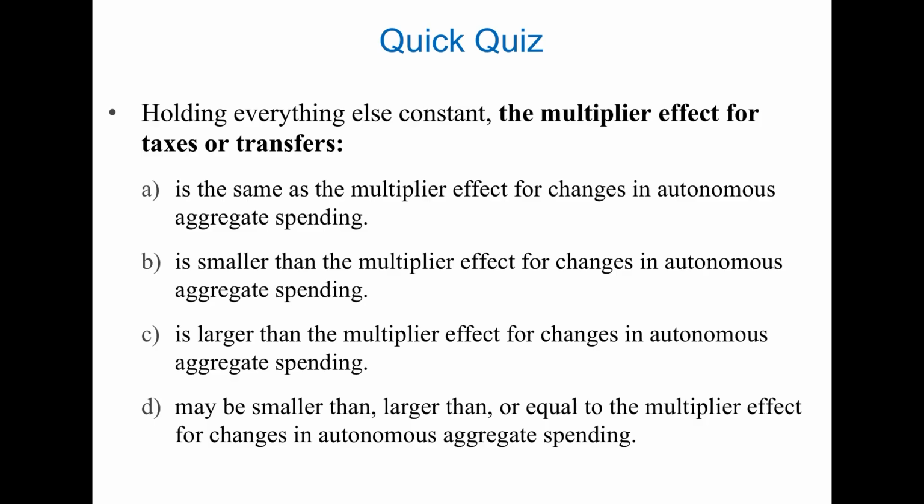So let's do, once again, a small quiz. Holding everything else constant, is the multiplier effect for taxes or transfers the same as the multiplier effect for a change in autonomous aggregate spending? No, it's not the same.